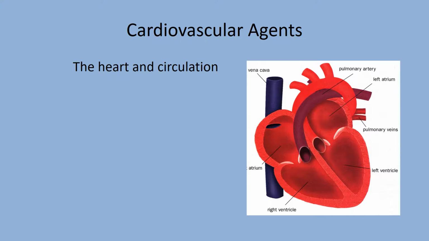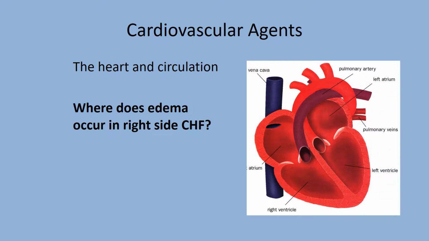Circulation of blood through the heart. So from anatomy and physiology, you should recall the flow of blood through the heart. So I'm going to ask you a question. If we have congestion on the right side of the heart, where would all the fluid be backed up? Where would you expect to find edema? Where would you find all that water retention?